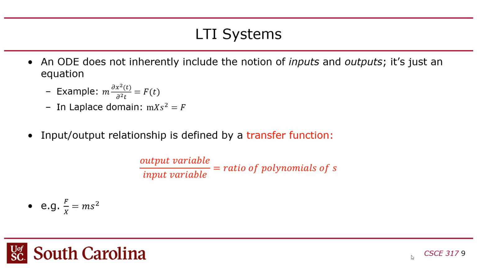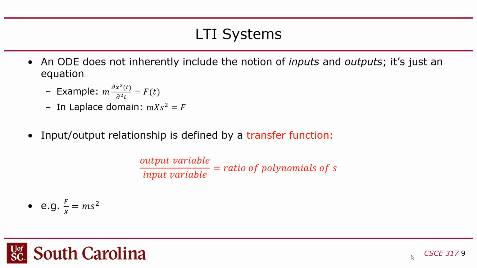Then I would just rewrite this as f over x. And then on the right-hand side of the equation, I just have ms squared. So I just took this and rewrote it to be this. I divided both sides of the equation by x, so I divided this side by x and this side by x. So I have f over x equals ms squared, right?